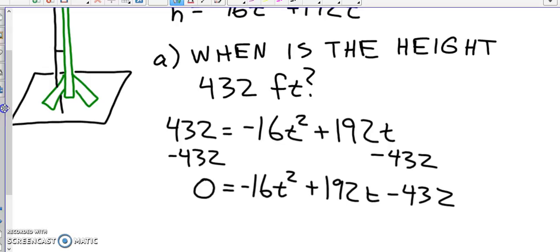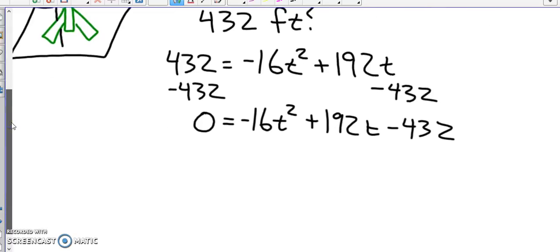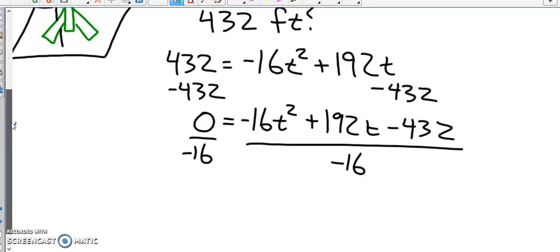Now, luckily for us, we can divide everything by negative 16 because everything is divisible by negative 16. So I can divide this by negative 16 and I can divide all of this stuff by negative 16. That's still 0, but this will now be t squared minus 12t plus, I think it might be 27. Yep, 27.